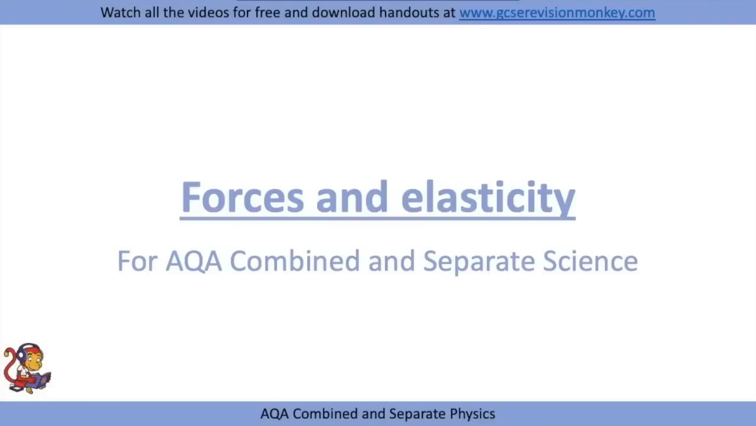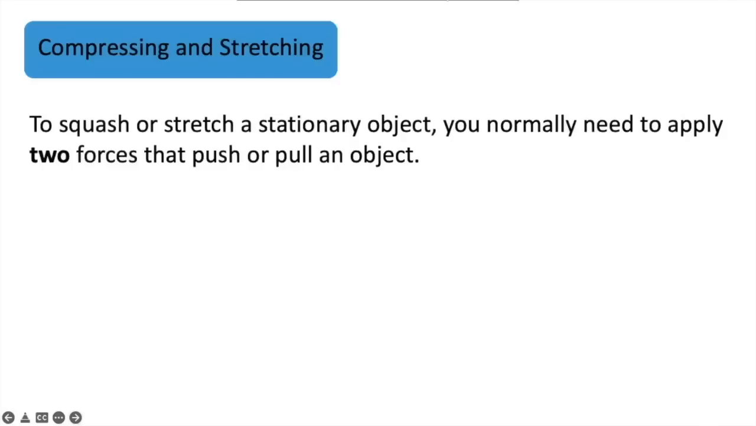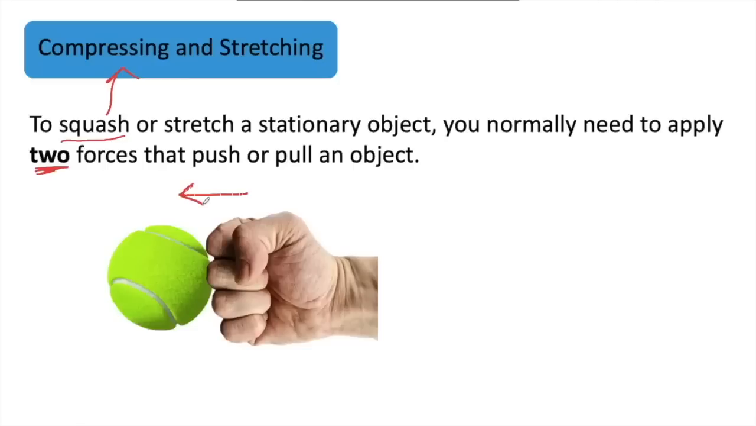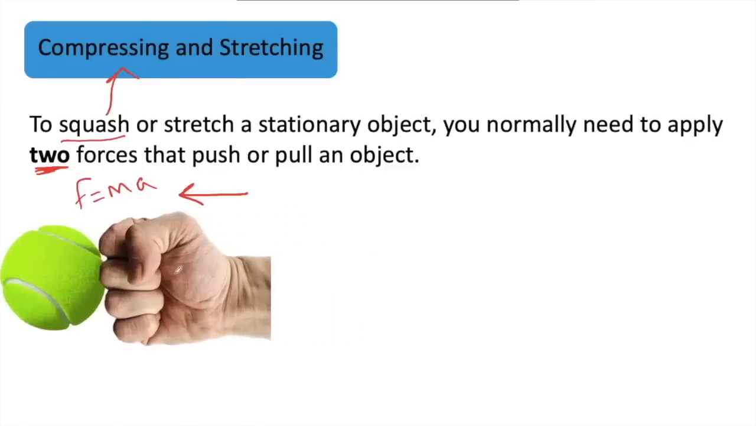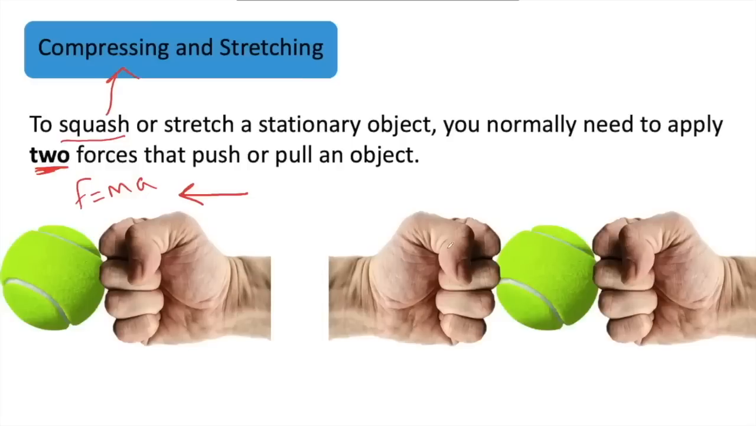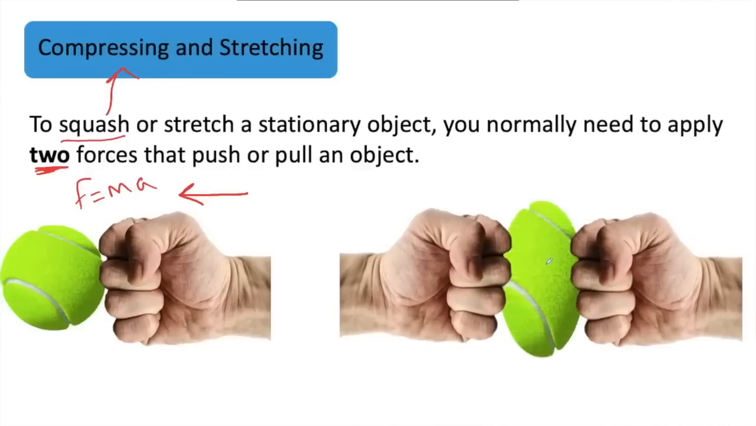Forces and elasticity. To squash or stretch a stationary object, you need to apply two forces that push or pull the object. The other word for squash is to compress. You need two forces, because otherwise, if you just had one force applying against the object, that would cause the object to accelerate in the direction of the force, because force equals mass times acceleration. However, if you have two forces, that can then, in this case, cause the object to compress, or equally, if they were pulling, you could cause the object to stretch.